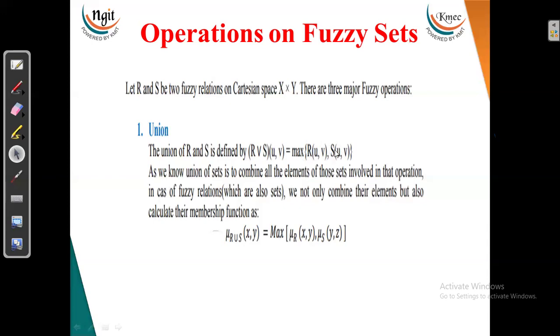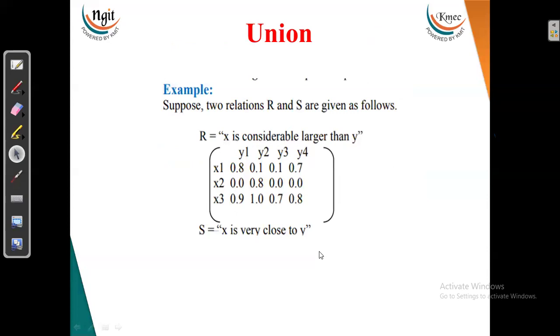It is the maximum of R of u comma v and S of u comma v. So for example, mu of R union S. If I take the variables here as u comma v, or here x and y, it does not matter. So R union S of x comma y is the max of mu R of x comma y and mu S of y comma z. It may be any variables. The only thing you have to remember is you have to find the maximum value between the two relations, not the sets. So if we go for the example, suppose the relation R is: X is considerably larger than Y.